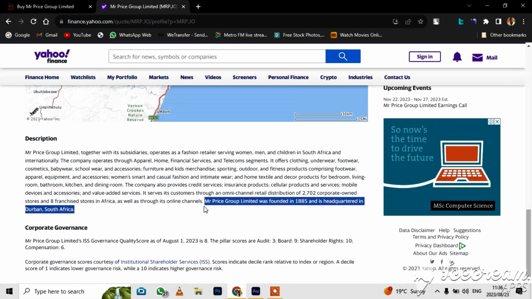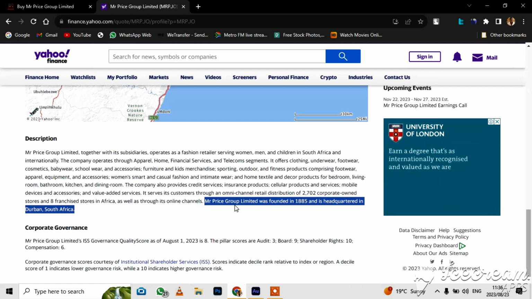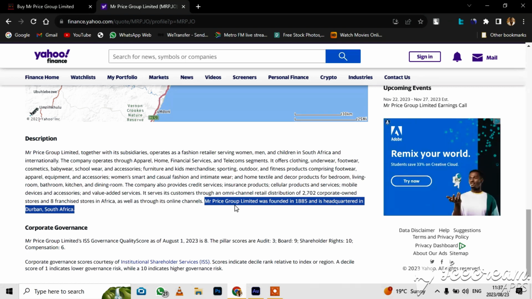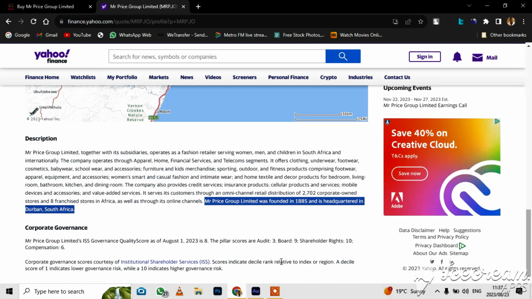Remember guys, I told you here you will find more information. I highlighted it. Mr Price Group Limited was founded in 1885. Guys, Mr Price is old. It's like 138 years old. That's how long this company has been in the business industry. So I'm comfortable with Mr Price. It looks like it's been in the industry for a long time. 138 years old. And according to all the information that's here, Mr Price was founded in Durban, KZN. Yep.